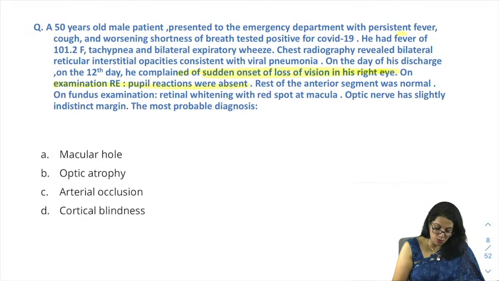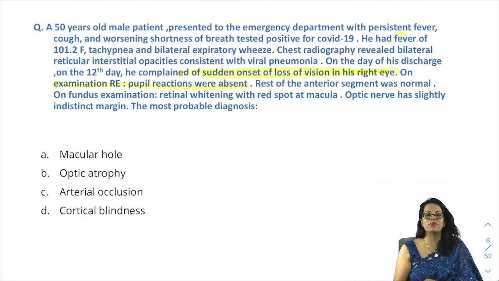Listen carefully. First listen. On fundus examination, retinal whitening with red spot at macula. Okay, the optic nerve has slightly indistinct margin. The most probable diagnosis? What did I tell you? How will you solve this?